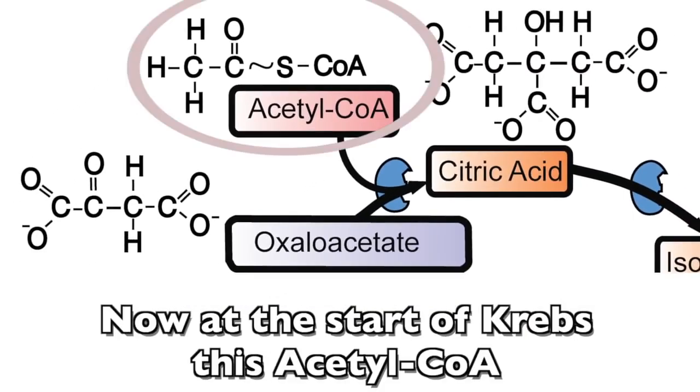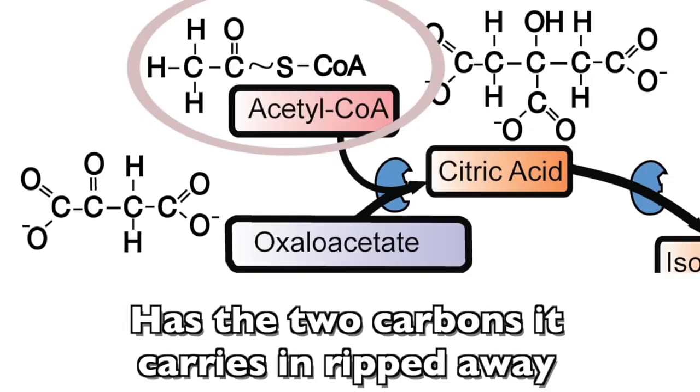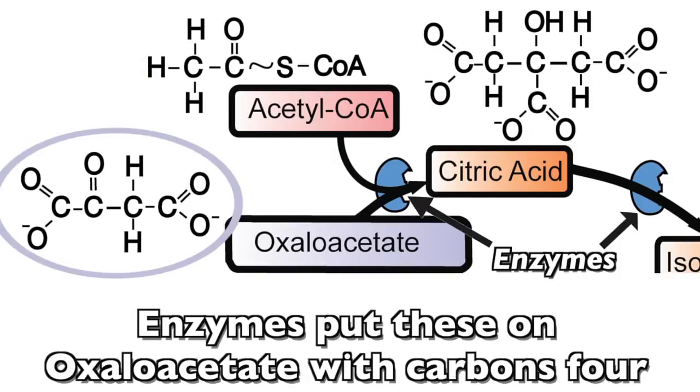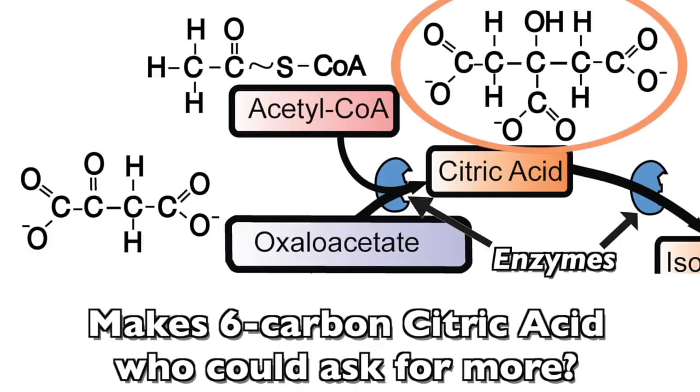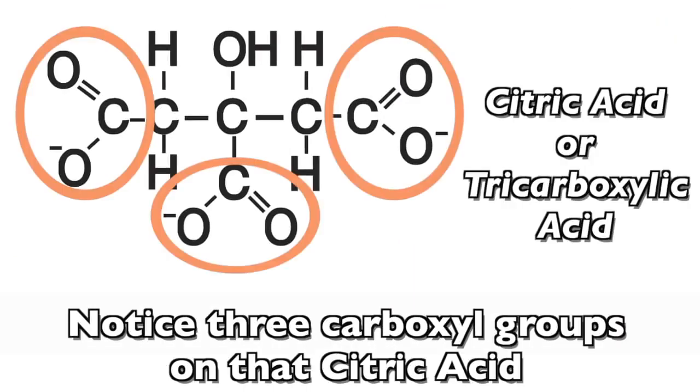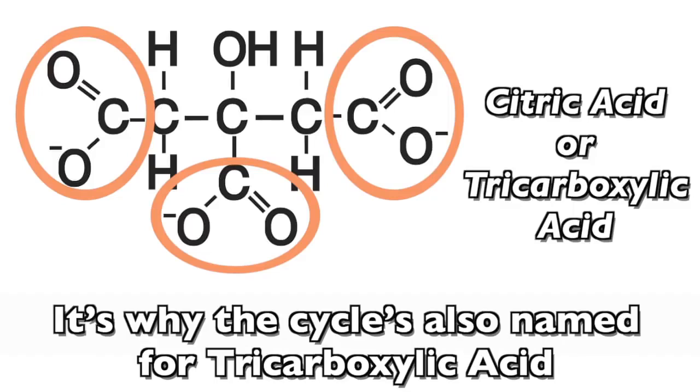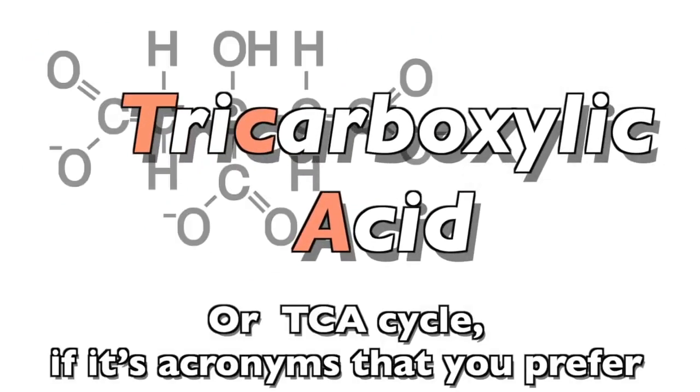Now at the start of Krebs, this acetyl-CoA has the 2 carbons it carries ripped away. Enzymes put these on oxaloacetate, with 4 carbons, to make 6-carbon citric acid. Who could ask for more? Notice 3 carboxyl groups on that citric acid. That's why the cycle's also named for tricarboxylic acid, or TCA cycle, if it's acronyms that you prefer.